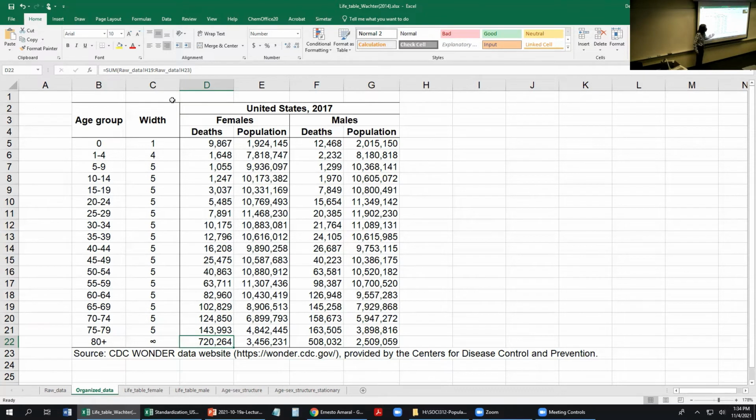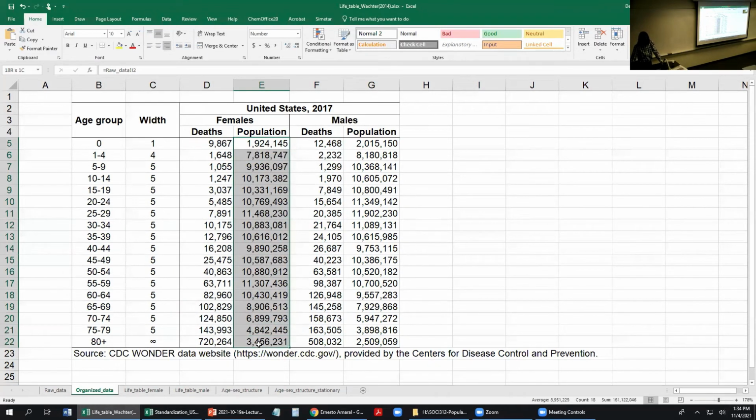And I also have the width of the age group. The first one is 0 to 1, so 1 year, 1 to 4, 4. The other ones are 5, and then the last one is an open-ended age group. We have numbers of deaths, of women by age group, of men by age group, and the population.